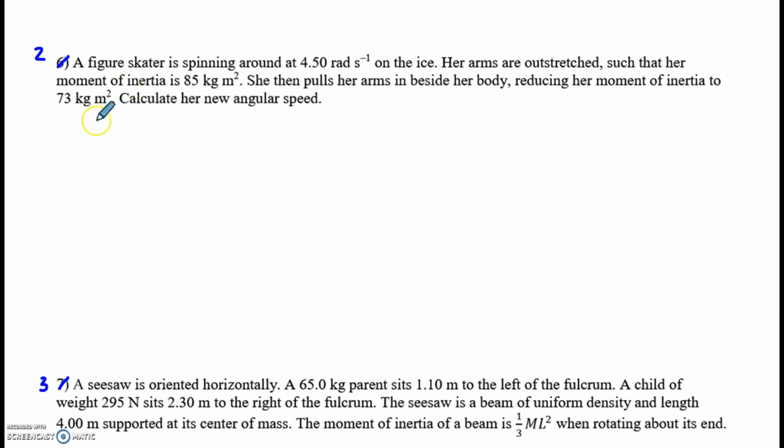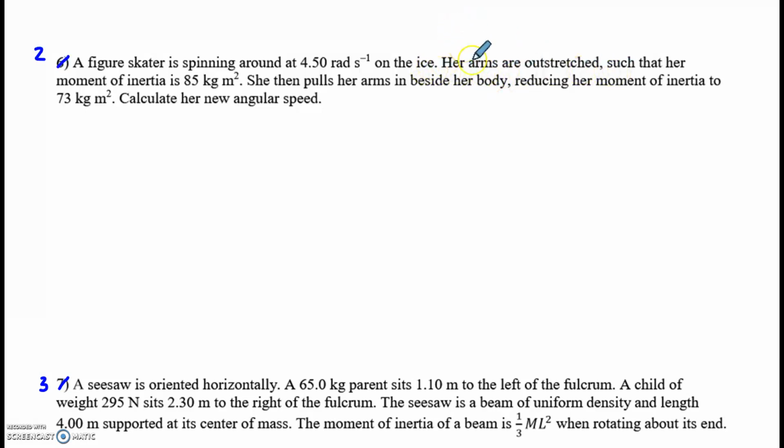Okay, we're in our study guides for option B, IB Physics. This is labeled 6 in my file, but I think it's labeled 2 in your file. So we've got a figure skater spinning around at 4.5 radians per second on the ice. Her arms are outstretched, maybe her leg too.